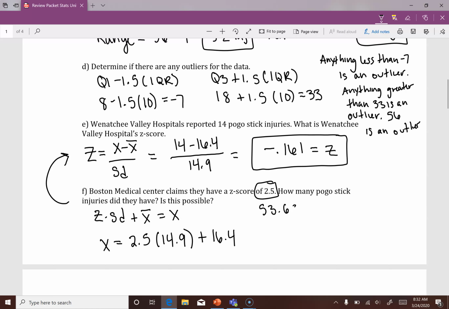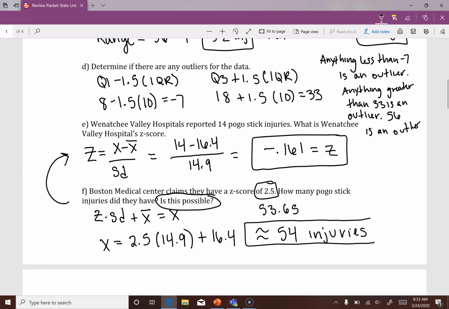All right, and that's going to give me 53.65 injuries. Well, is it possible to have 0.65 injuries? Not really. And so we have to round. I'm not picky about this, but I'm going to say let's round up in this case, and we have approximately 54 injuries. It's a rough estimate, but we certainly can't have a decimal of an injury.